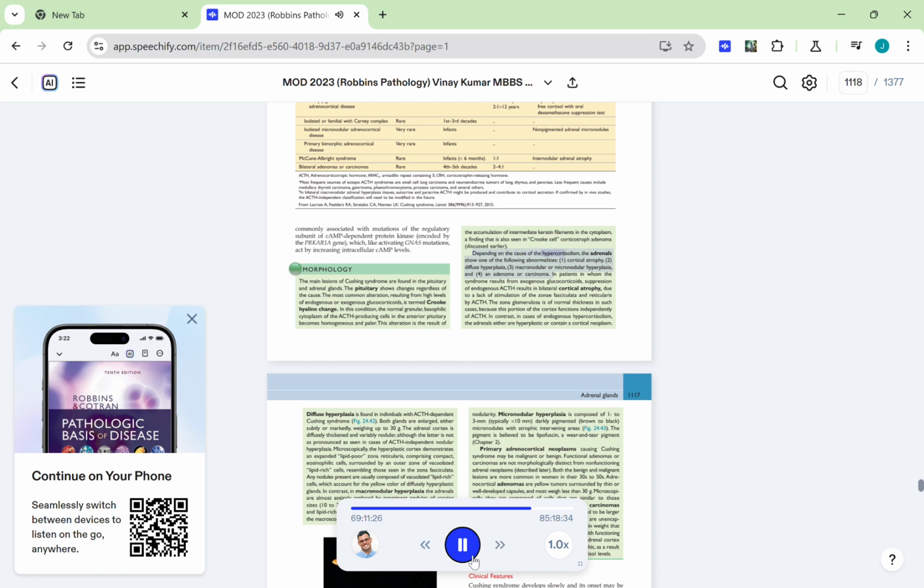Depending on the cause of the hypercortisolism, the adrenals show one of the following abnormalities: cortical atrophy, diffuse hyperplasia, macronodular or micronodular hyperplasia, and an adenoma or carcinoma.